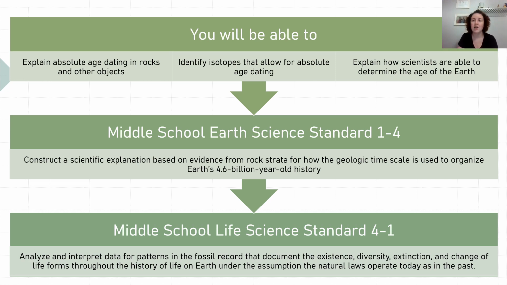But what I want you to get from this is what you're going to be able to do. You should first be able to explain absolute age dating of rocks and other objects. You should be able to identify isotopes that allow for absolute age dating, and then be able to explain how scientists are able to determine the actual age of the Earth. These are the most important things when it comes to identifying how old the Earth is.